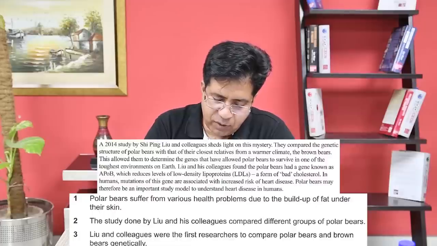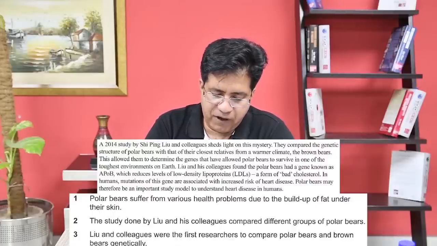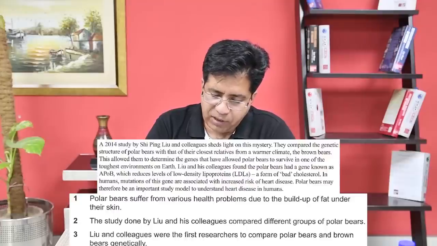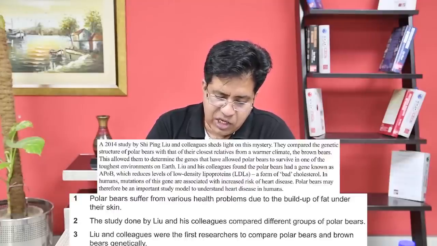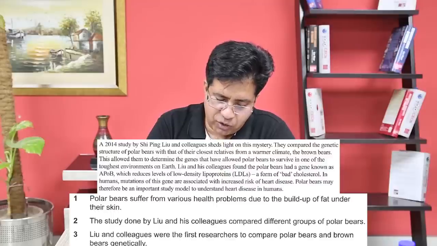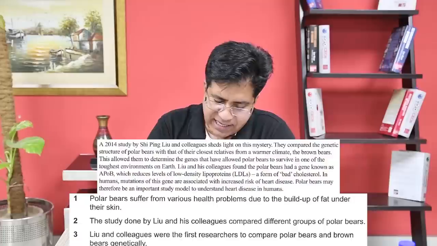I'm reading it from the fourth line after the full stop. Found it? Liu and his colleagues found the polar bears had a gene known as APOB, which reduces the level of low density lipoproteins, a form of bad cholesterol. Right? Did they mention anything about them being first researchers or second researchers?